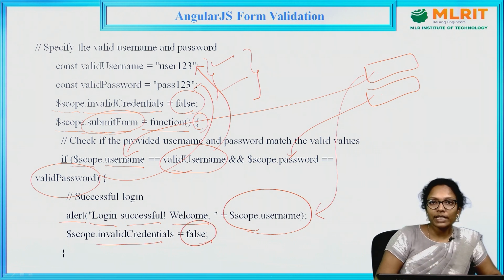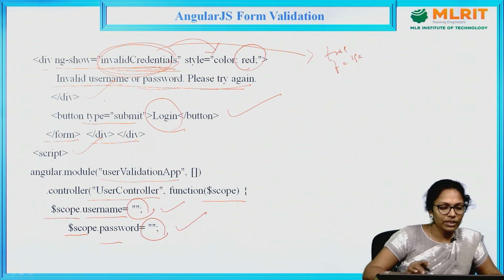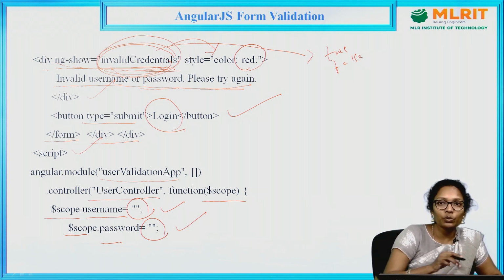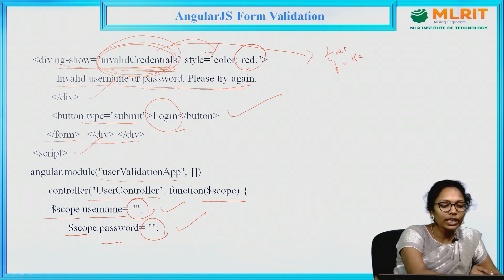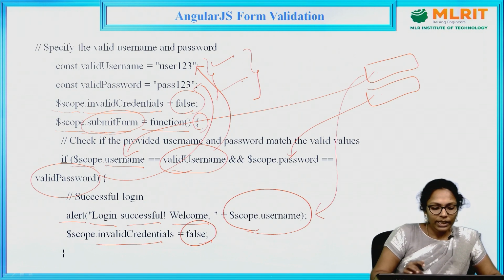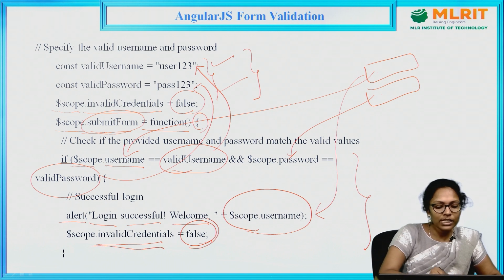Why I'm making this value? Why? Because I told here to spam this message. See here, ng show, when it will be shown invalid credentials. When this value is true, if the user enters invalid credentials, automatically I should get this message, invalid username or password. So this if condition is for valid details. If it is valid, I should not get that message. How I can confirm that? How I can indicate that? By making this value as false.